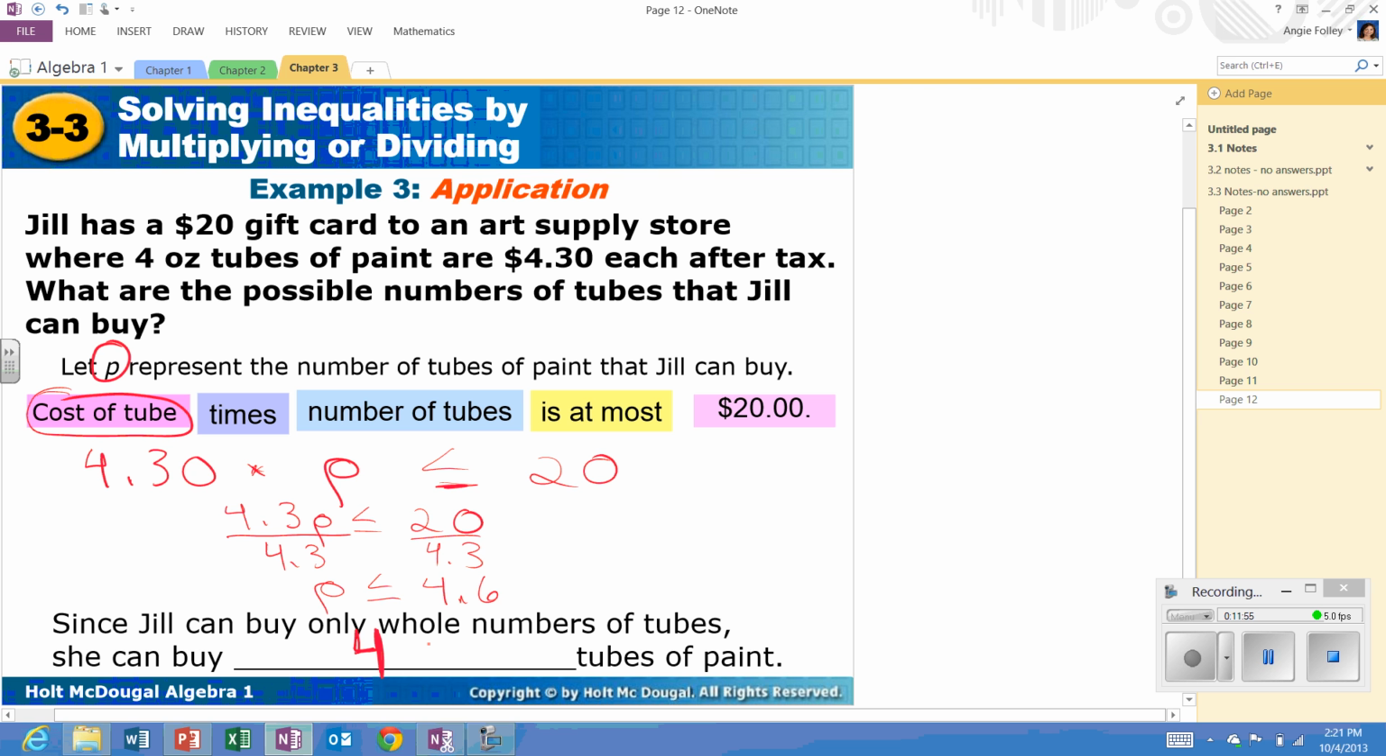Okay, so again, all we're doing is solving these inequalities by doing the inverse operation, either multiplying or dividing. And if you divide or multiply by a negative number, make sure you flip the sign. And that is it.